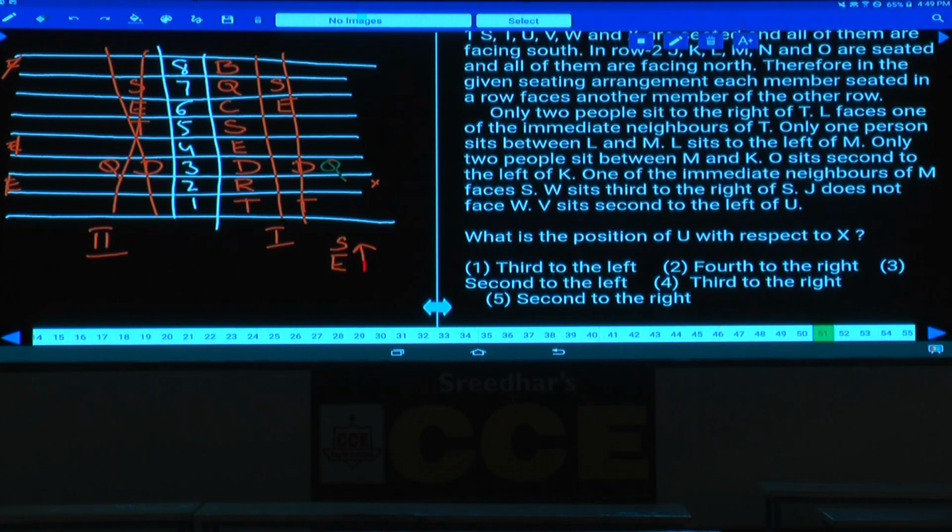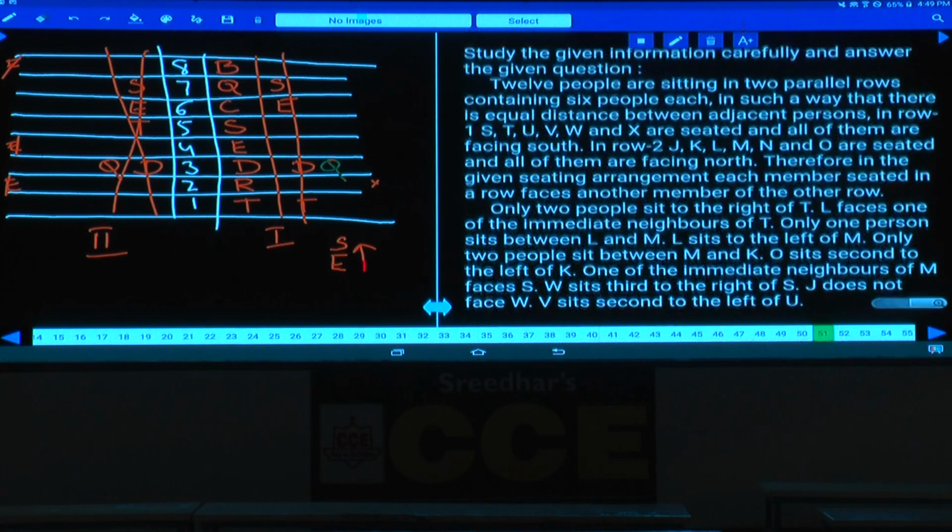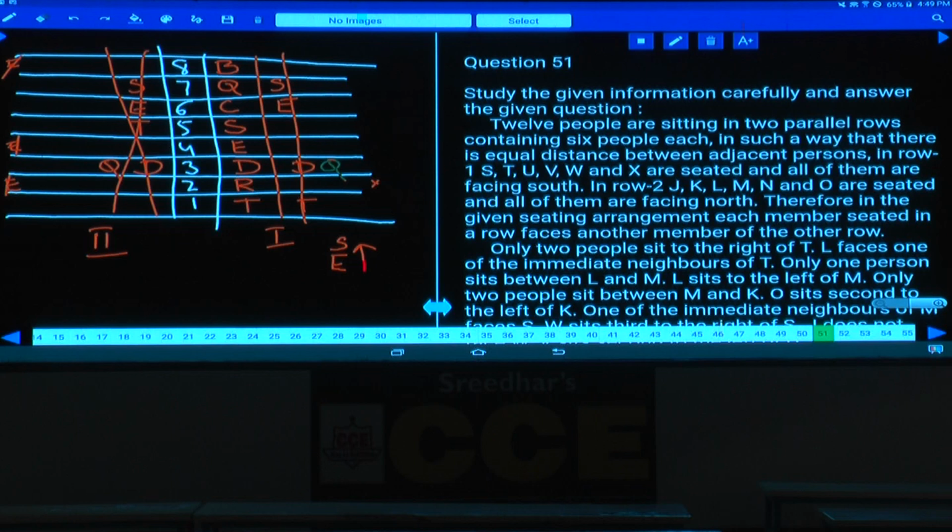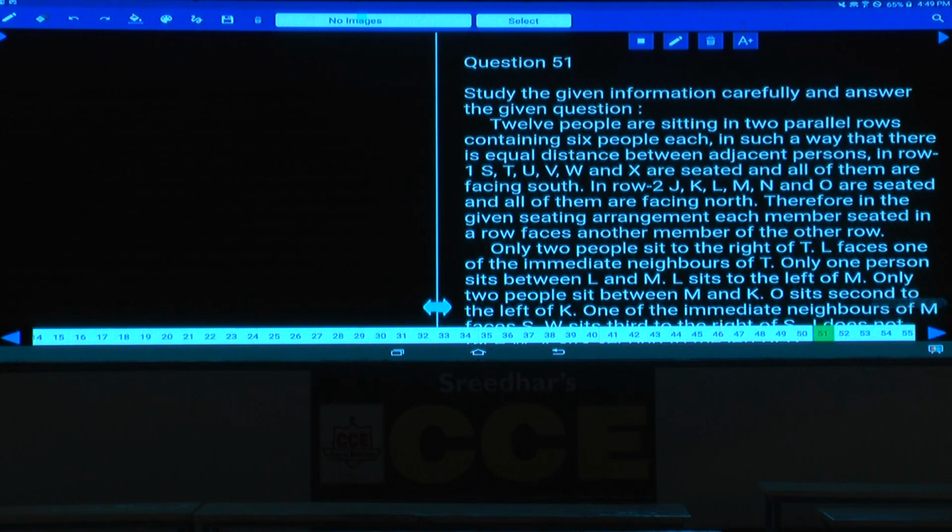Then question number 51. What is the position of U with respect to X? Position of U with respect to X. Question number 51 to 55 is based on a separate set. 12 people, 2 different rows. How many persons are there? There are 12 people. 12 people are seated in 2 different rows in such a way that there is an equal distance between adjacent persons.